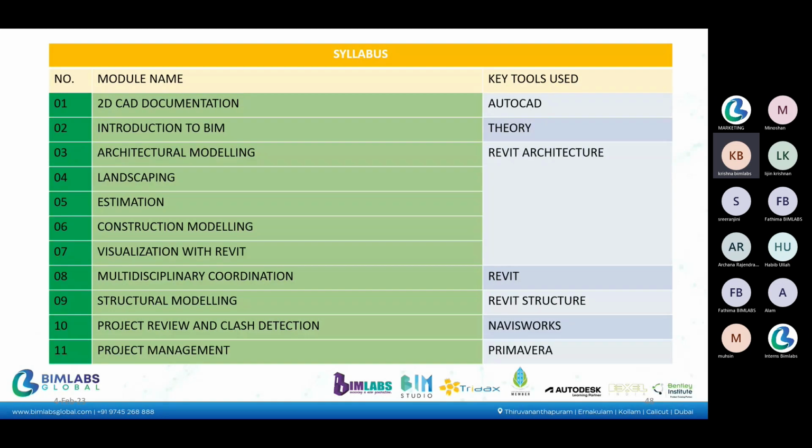And we're not doing the detailing part, just the modeling part. Then we will go for the project review and clash detection using the Navisworks software. It is an Autodesk product, Navisworks. Here you do the clash detection, you review the whole project, everything. That means architecture, structure, MEP, when they come together, we check the clashes. Okay. Then next is the project management.